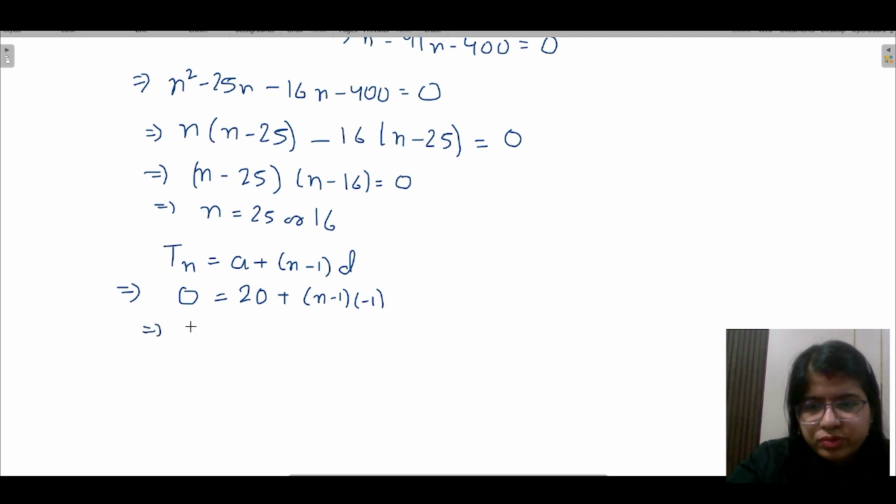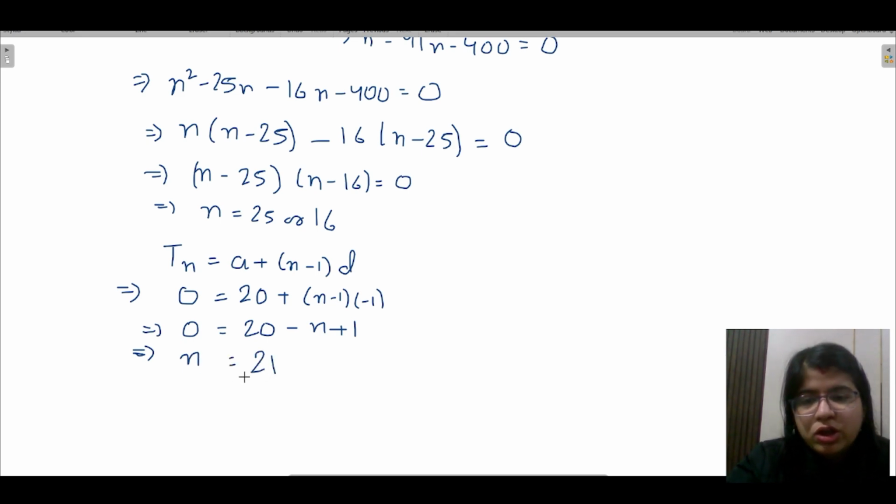So 0 is equal to 20 minus n plus 1. So n is equal to 21. So in the 21st row there are no logs. Okay. So the value n is equal to 25 is not correct. So what will the topmost row be here? Here the 16th row will be the topmost.